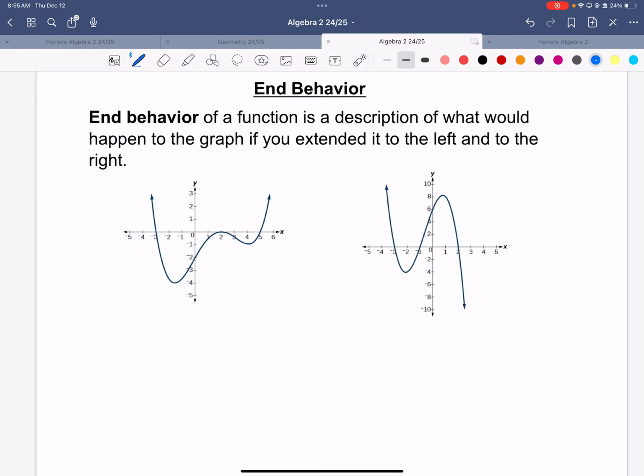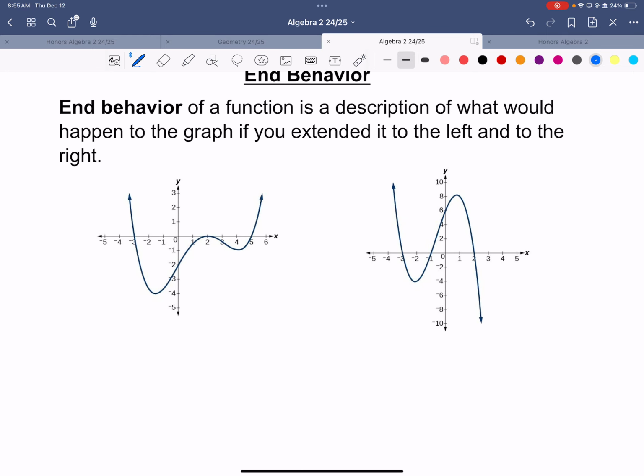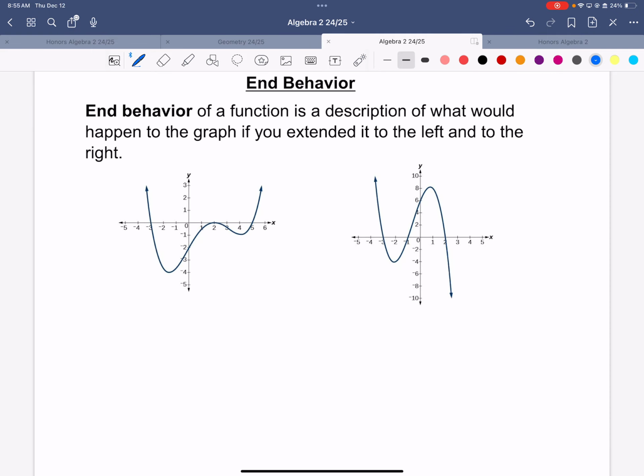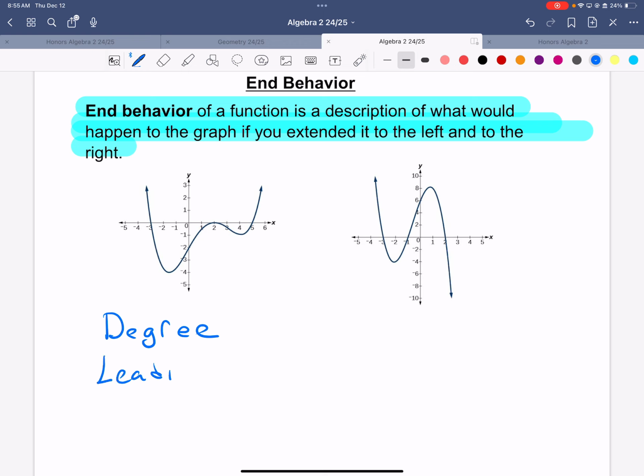So which one does it start in and which does it end in? There are 4, and these you have to know. These are on your test. So these 4 things are what's going to happen. When we're talking about end behavior, you don't need to write any of this down, but the end behavior of a function is a description of what would happen to the graph if you extended it to the left and to the right. And when we're talking about end behaviors, we use 2 things. We use the degree, and we use the leading coefficient. We need those 2 things.